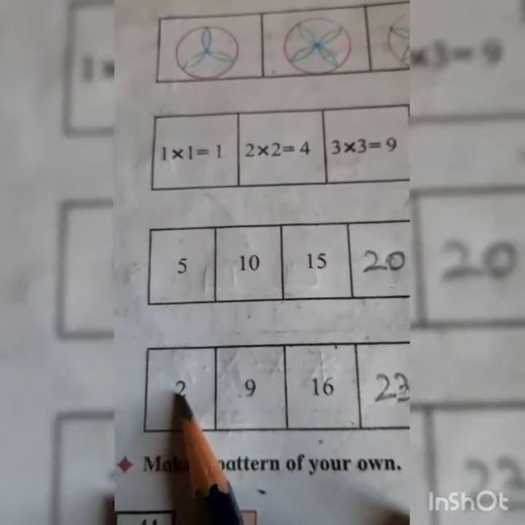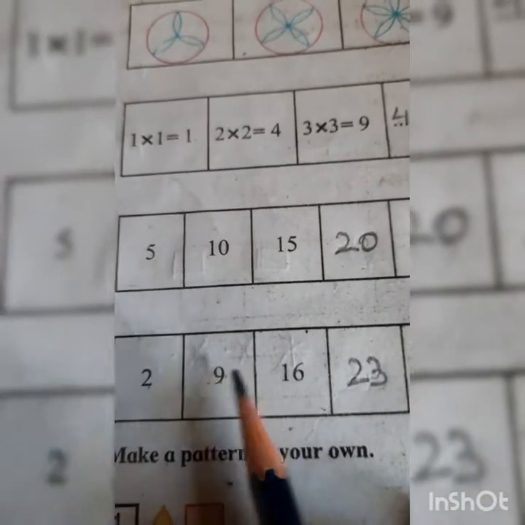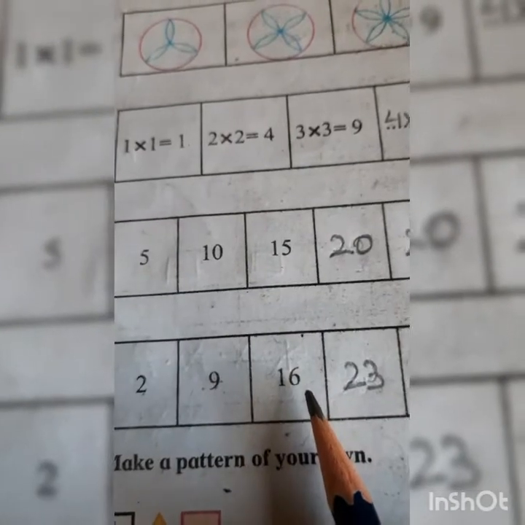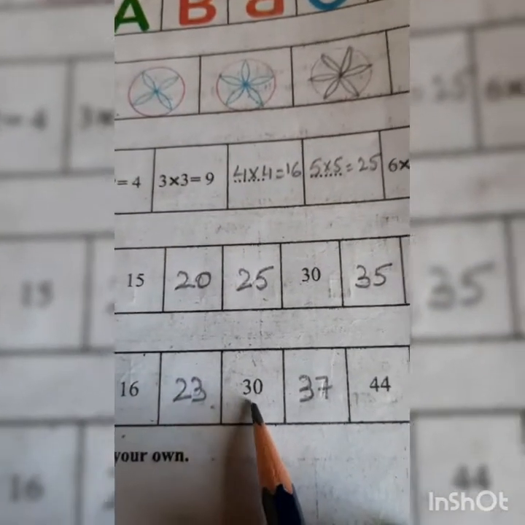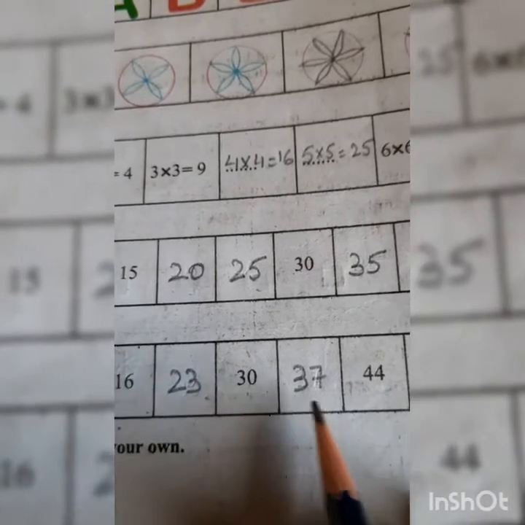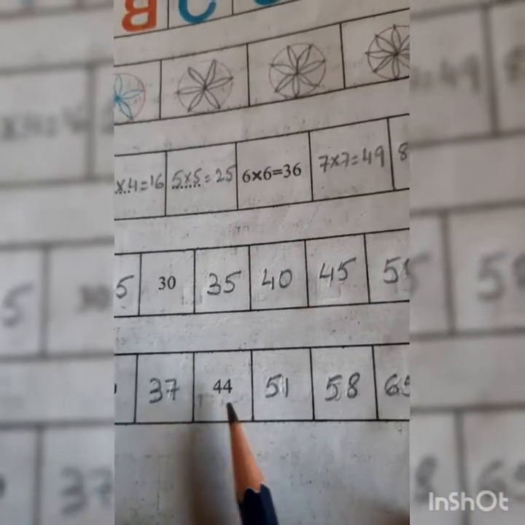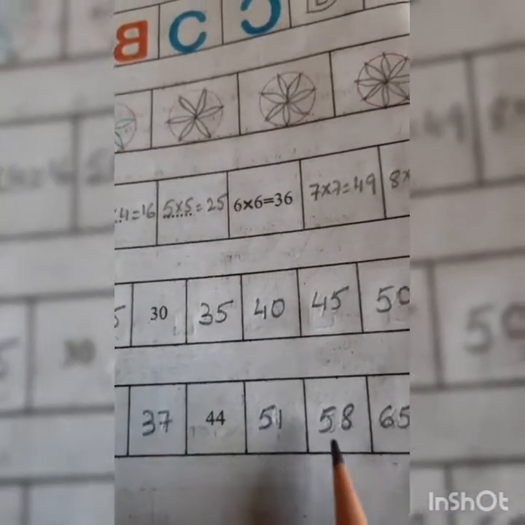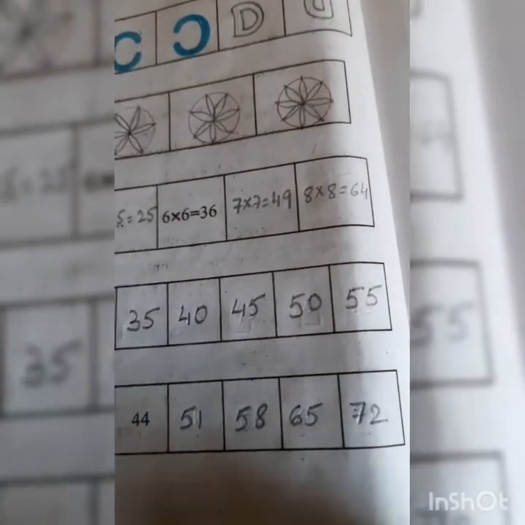Yes, if we add 7 to 2, we will get 9. And then again 7 to 9, we will get 16. So we have to add 7. Keep on adding 7. 16 plus 7 equals 23. 23 plus 7 equals 30. 30 plus 7, 37. Plus 7, 44. Then 51, 58, 65 and 72.